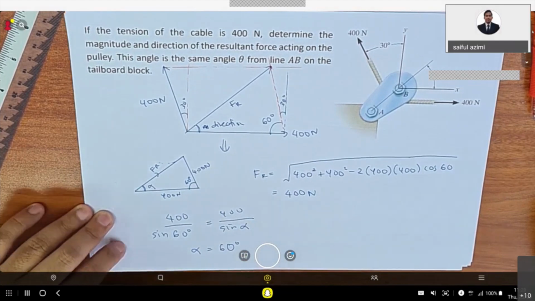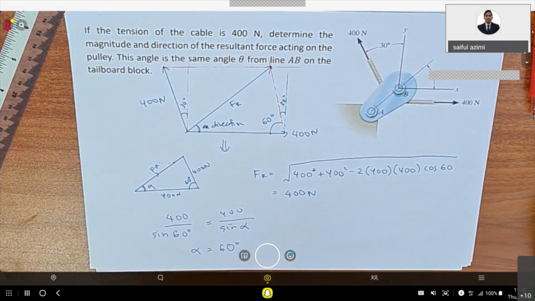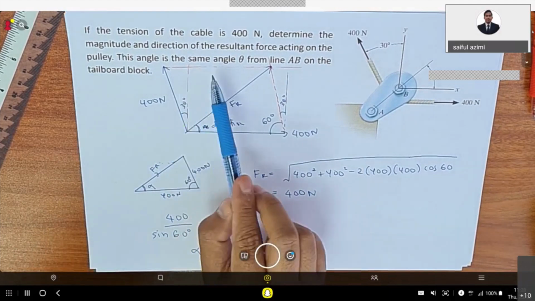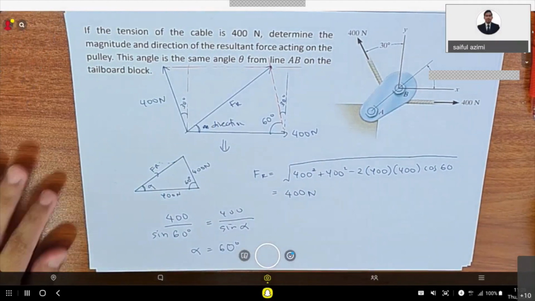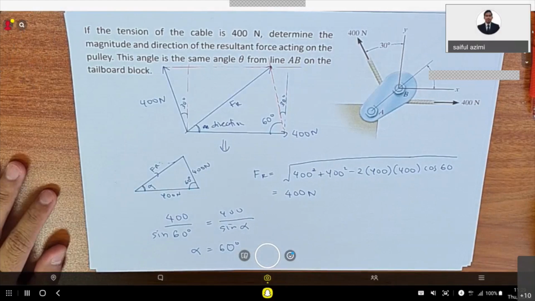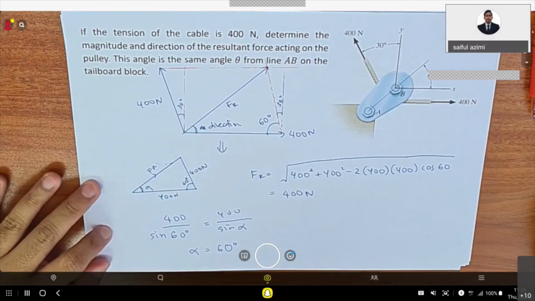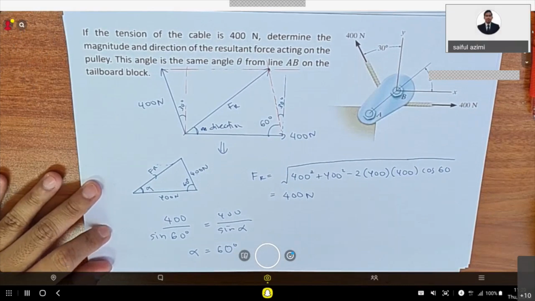So this example is actually similar to the previous example, right? But you must understand the questions directly. If you misunderstand the questions, you will not get the correct answer. So this is actually simpler than the previous example. Can you understand this example?